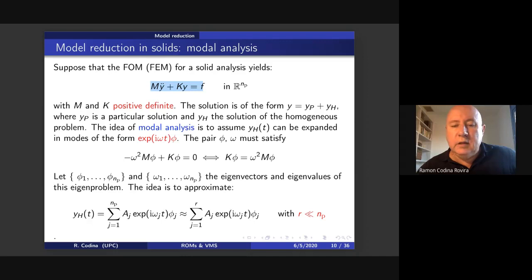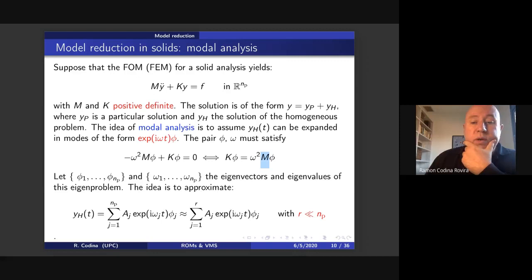So we see that phi is the eigenvector with eigenvalue omega squared of this generalized eigenproblem, in which the matrix of the problem is K, which is positive definite, and the, let's say, the inner product associated to the eigenproblem has matrix M, which is the mass matrix, which is going to be always symmetric and positive definite, okay? Good, so that's the situation.